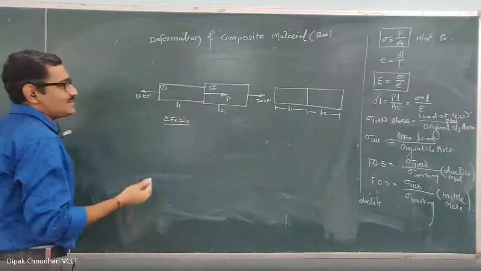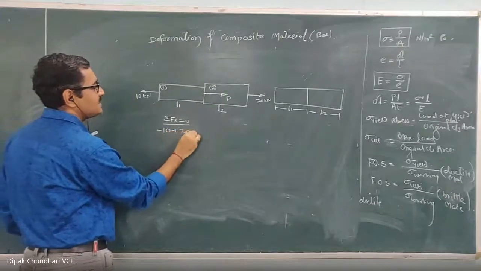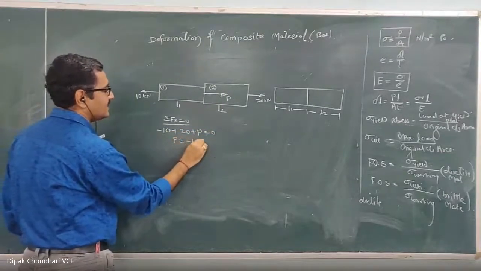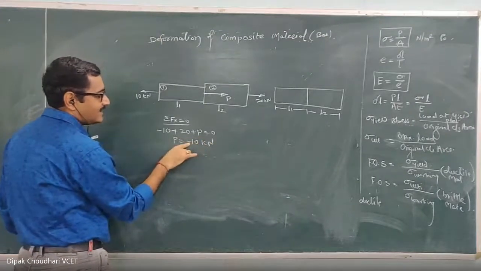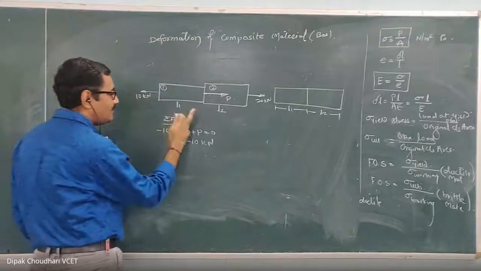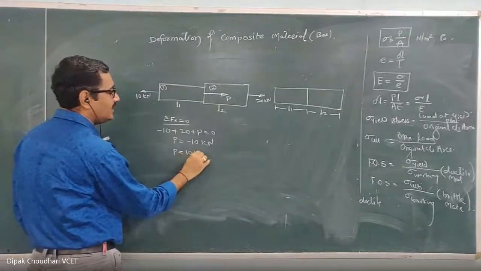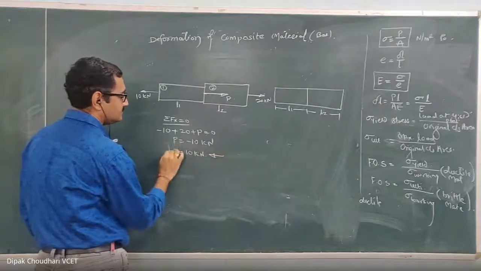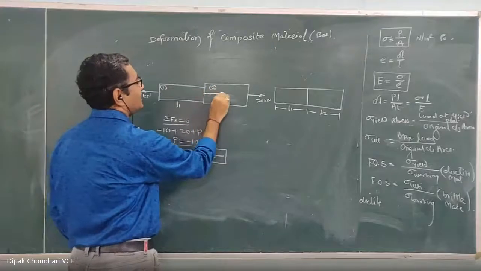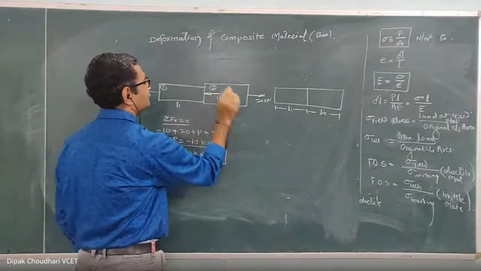Or by calculation also we can calculate: summation of Fx equal to 0, so it is minus 10 plus 20 plus P equal to 0. From this I get P equal to minus 10 kilonewton. This minus sign indicates that the given direction of the force P is wrong. For equilibrium, for the forces to be balanced, this force P should be equal to 10 kilonewton towards left. So I'm rectifying this. This is 10 kilonewton towards left.